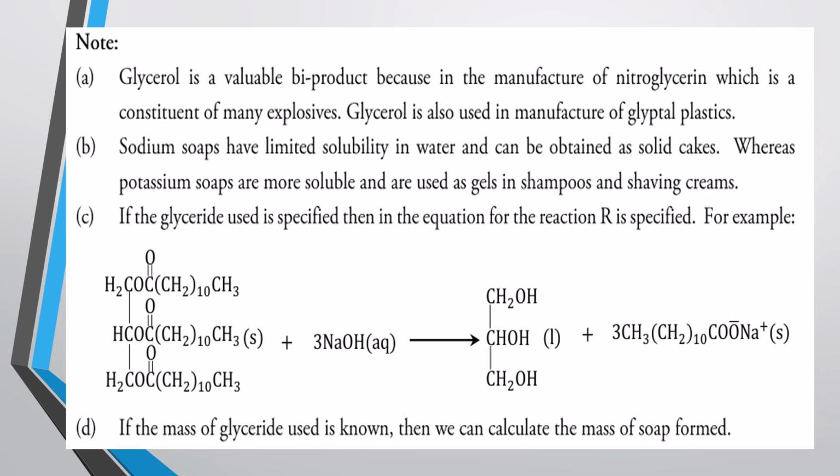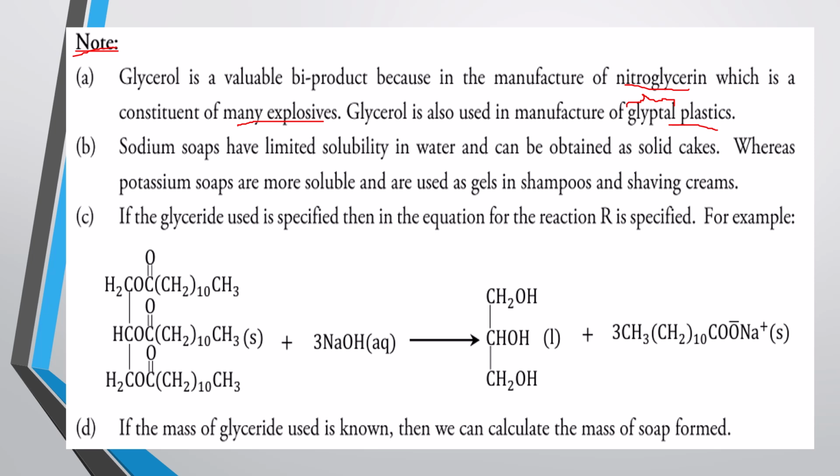With that, we make a note that glycerol is a valuable product because in the manufacture of nitroglycerin, which is a constituent of many explosives, glycerol is used, and also in the manufacture of plastics. Now, there's no need to master this. You may just say glycerol is used in the manufacture of plastics. Why do I know this? It's because when you're setting organic applied chemistry, at the end of the question, we are always going to ask you for the importance of what you are preparing. For example, if you're dealing with soap, how are the products from soap going to be used?